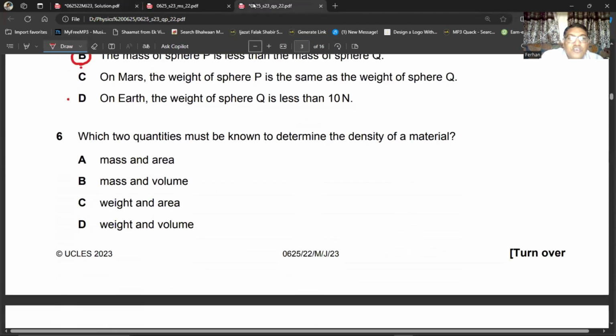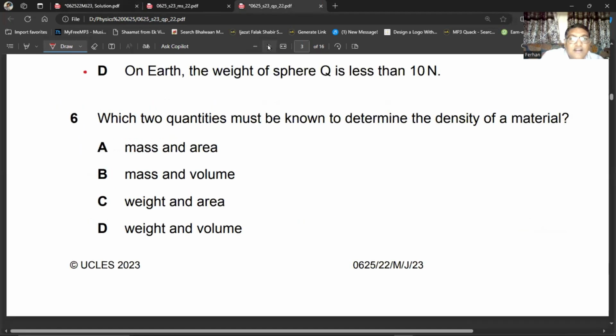So next, question number 6 we are doing here. Okay, so it says, which two quantities must be known to determine the density of a material? The formula for the density of a material is mass divided by volume. So we need to find out the mass and the volume.